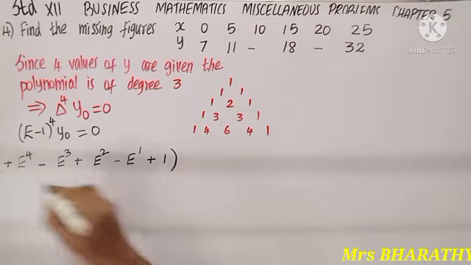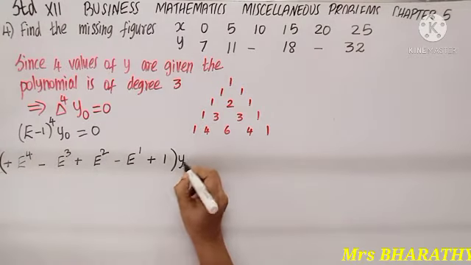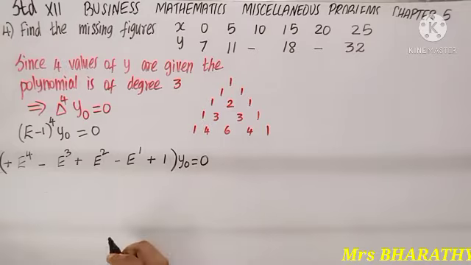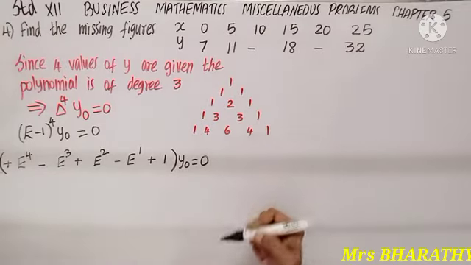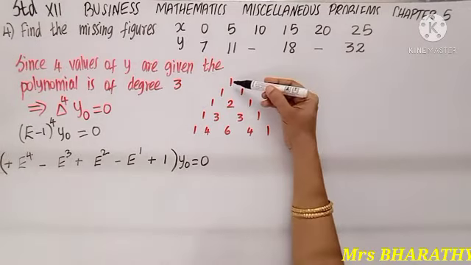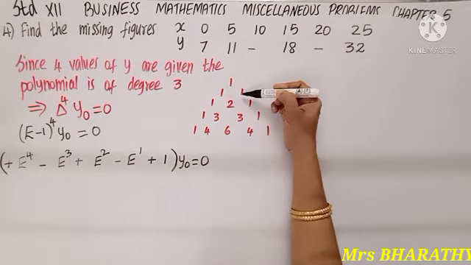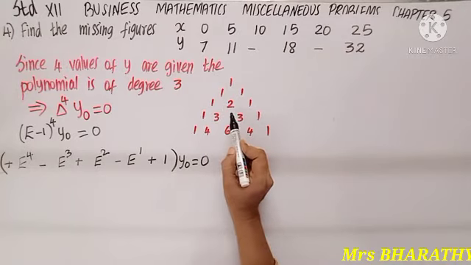The whole thing into y naught equal to 0. How to put the coefficients? We refer to Pascal's triangle. How do we write it? 1, 1, 1. Keep adding and write it.